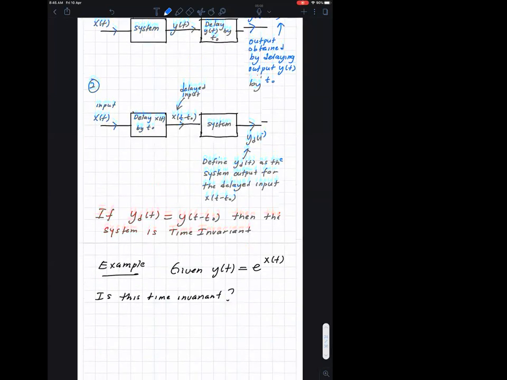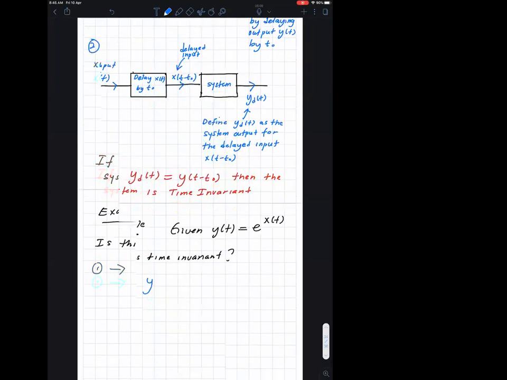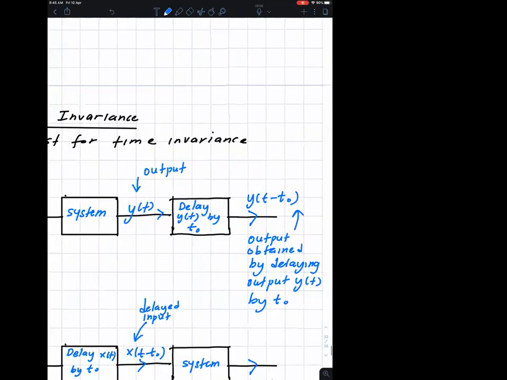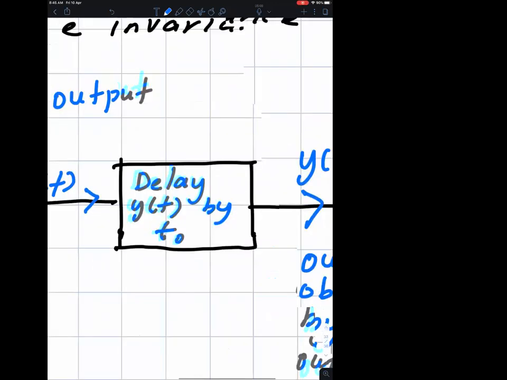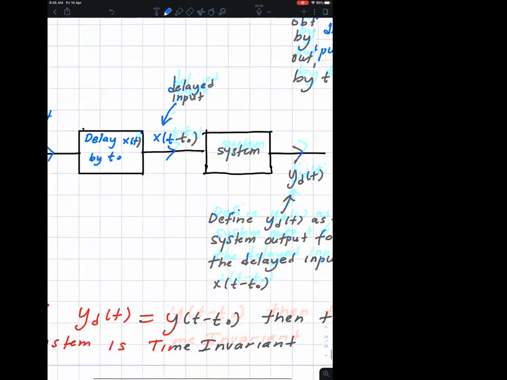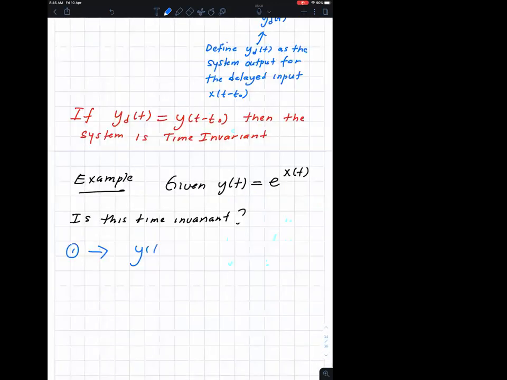So number one, what is number one doing? It is delaying the output by t naught, right? That means you're replacing the t with t minus t naught. If you're replacing the t with t minus t naught, then the t here also should be replaced with t minus t naught.